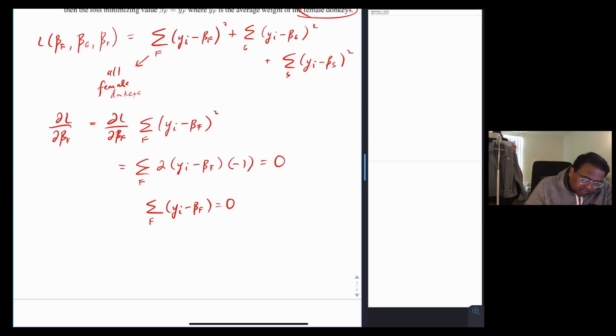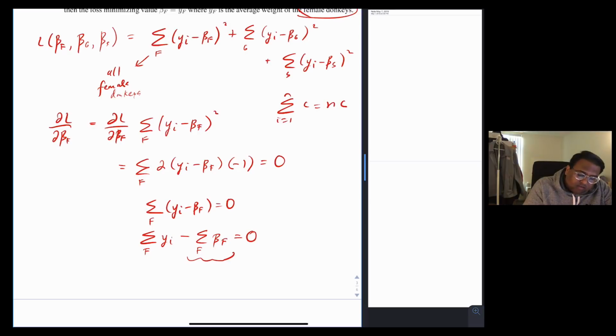We can break this apart into 2 separate sums. The sum of the yi's minus the sum over F of beta F is equal to 0. What does this second sum mean? The sum over F of beta F. Well, beta F is just some constant, and we're summing it for each time we had a female donkey in our original set. Okay, right? Because the sum of a constant n times is just n times the constant, right? As we've seen before. So this latter sum is really equal to beta F times the number of female donkeys.